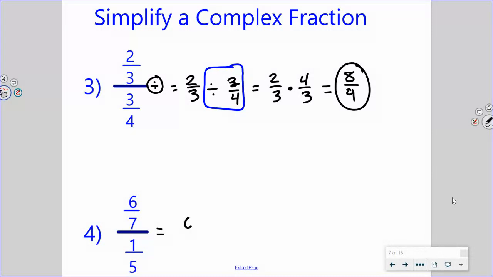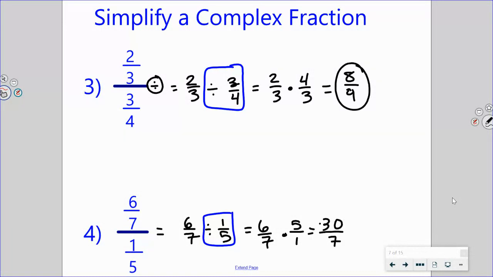On to example number 4, 6/7 divided by 1/5. Make sure you don't flip the wrong fraction. We're going to multiply 6/7 by the multiplicative inverse, which is 5 wholes. Nothing cross reduces. We end up with 30/7, which we can change to 4 wholes and 2/7. 4 2/7 pounds per bag of rice, or whatever the case might be.